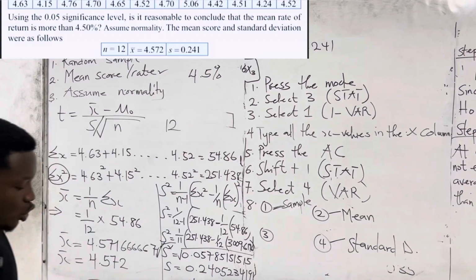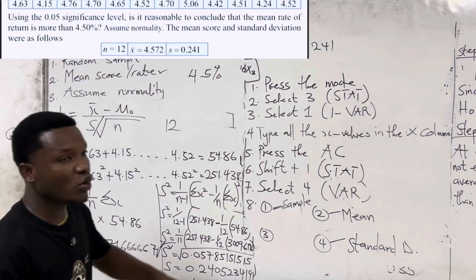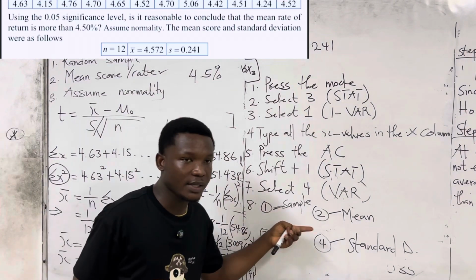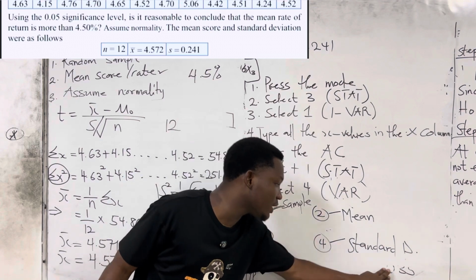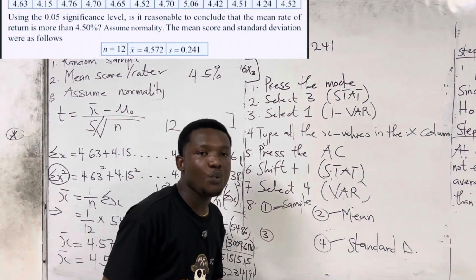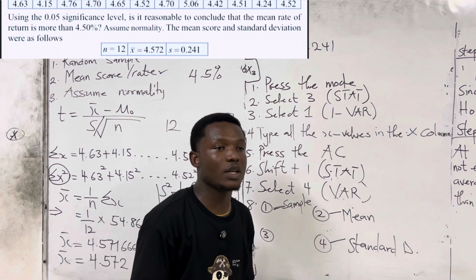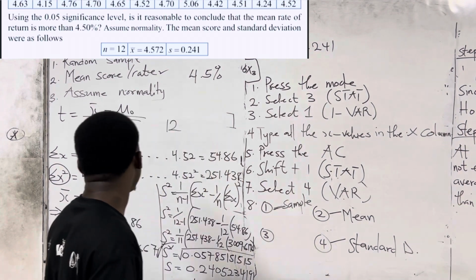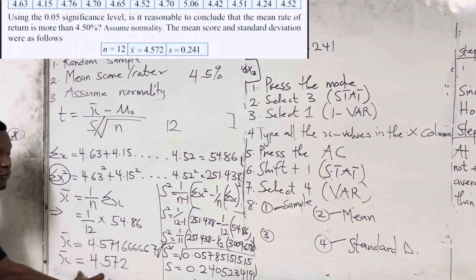So this is the short form, or the calculator approach, to find the sample size, the mean, and also the standard deviation. And you use this method only when you don't have time to solve the question. But if you have time, you have to use the full method. You have to show working for everything.